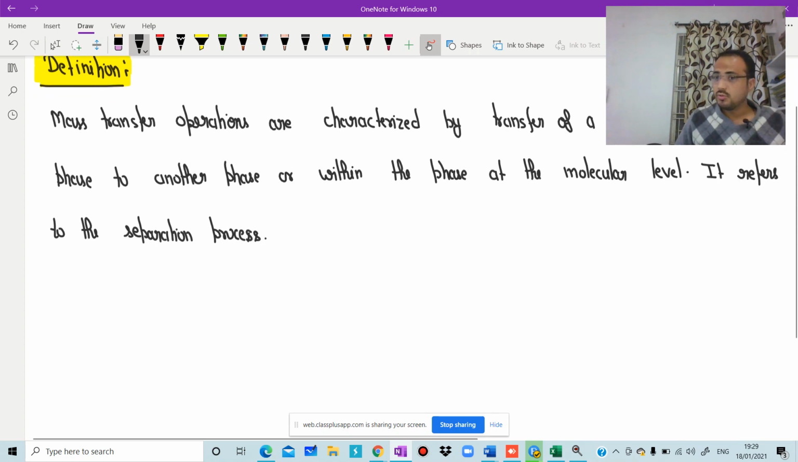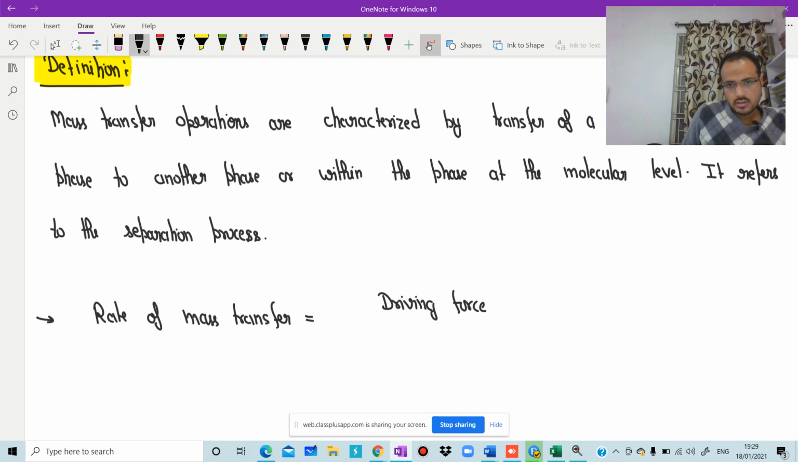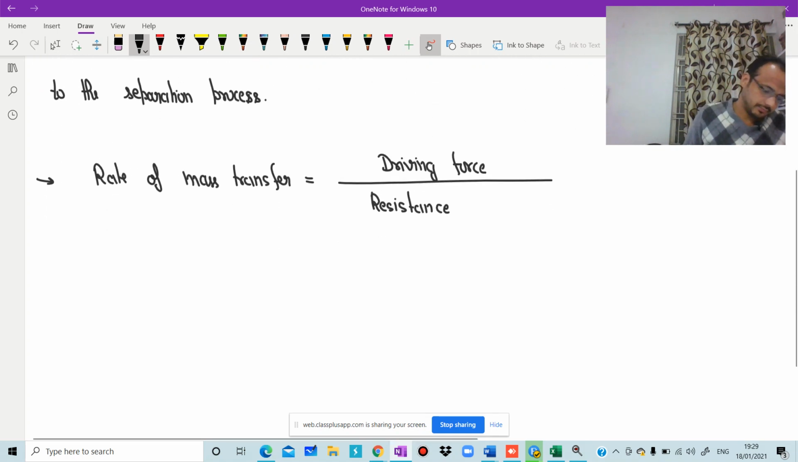And the true driving force in the mass transfer operation is chemical potential. We have a general equation: rate of mass transfer is given by driving force divided by resistance.